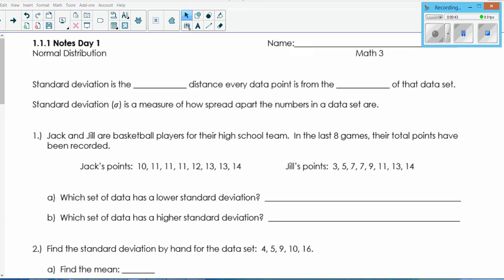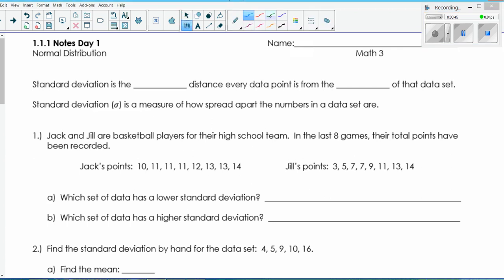Okay. So we're going to start by doing some vocab of some things that we probably already know, but just to do some review. So we've talked about standard deviation. It is the mean distance that every data point is from the mean of that data set. Standard deviation, which is this symbol, is a measure of how spread apart the numbers in a data set are. Okay, we use the word consistent usually to help with this.